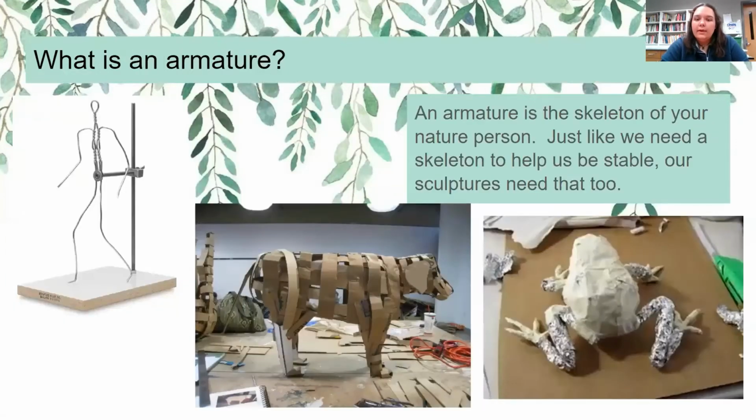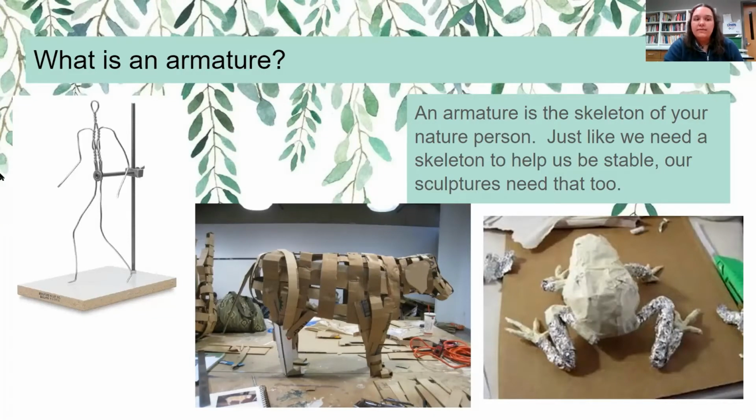And then now we're going to be looking at what an armature is. So an armature is like the skeleton of any type of sculpture that you're creating. So for our example, we are creating an armature for our nature person. So it's the skeleton, and that's what's going to hold our nature person together and make our nature person look like a person. So just like us people need skeletons to be able to move our arms and stand up and do whatever, we need that for our sculptures as well.